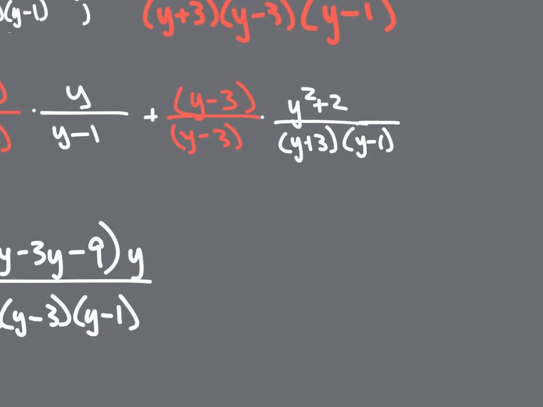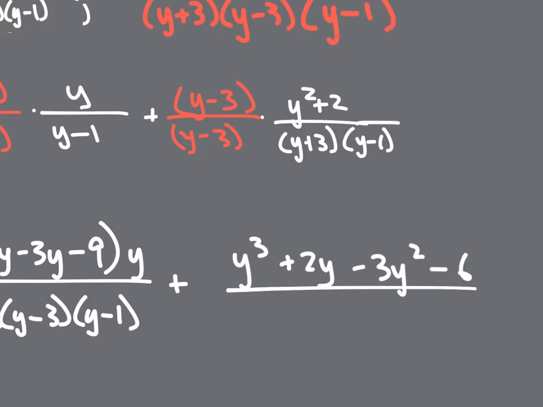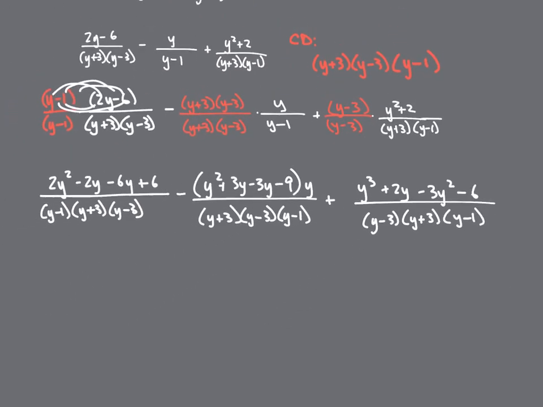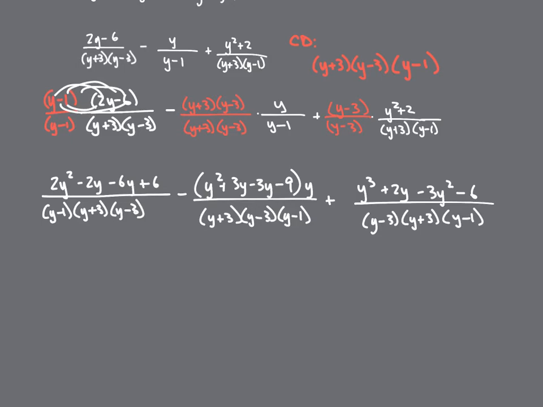Now let's do the next one, okay? This one doesn't involve that many steps, so I'm going to do y times y squared, which is y cubed. I have negative 3y times 2, which is plus 2y. I'm going to do negative 3 times y squared, so minus 3y squared. And then negative 3 times positive 2 is minus 6. That's going to go over my common denominator of (y minus 3), (y plus 3), and (y minus 1). Okay, so the goal is the same thing as the last one, it's just we got a lot more stuff going on.